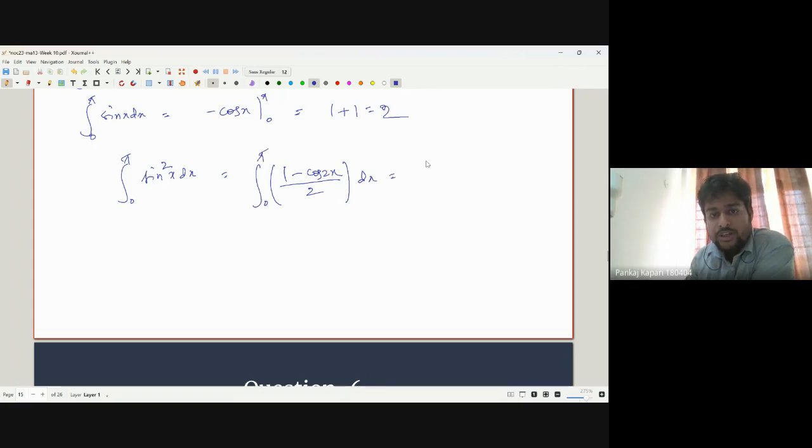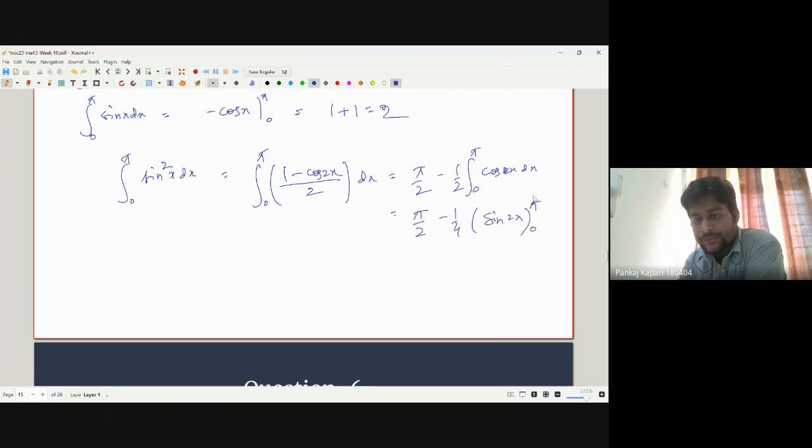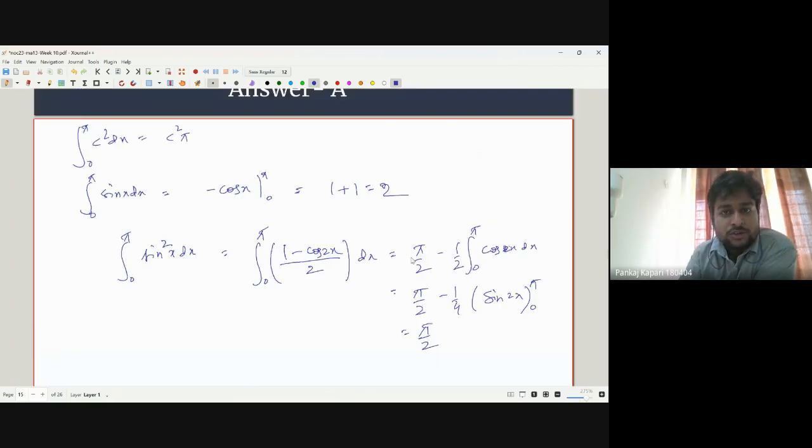Again, this can be split into two parts. The first part will give you just pi by 2, and the second part is the integral of cos 2x, again from 0 to pi. This will give 0, I think. This will be 1 by 4 times sine 2x, with upper and lower limits 0 to pi. So this will just give you pi by 2, because sine 2 pi is 0 and sine 0 is also 0.